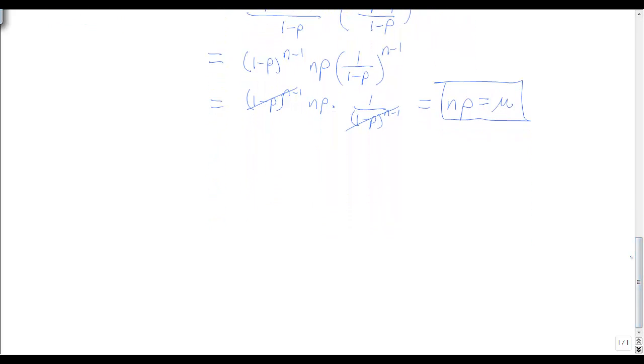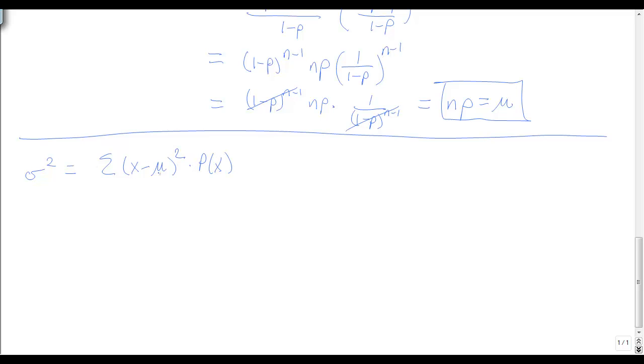Next one, we want to work on getting our standard deviation, and our strategy here is to find the variance first and then just take the square root of that. This is a pretty common strategy for finding a standard deviation. Our variance formula for any discrete random variable is the sum of x minus mu squared times the probability of x, and you add those up for each x.